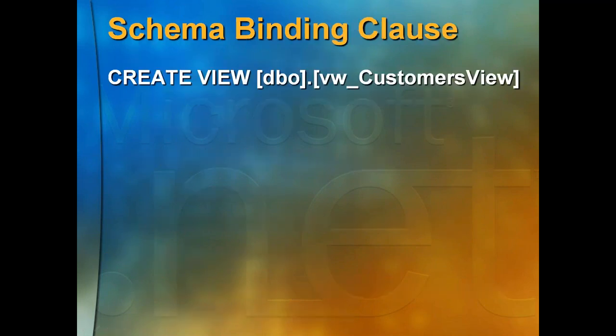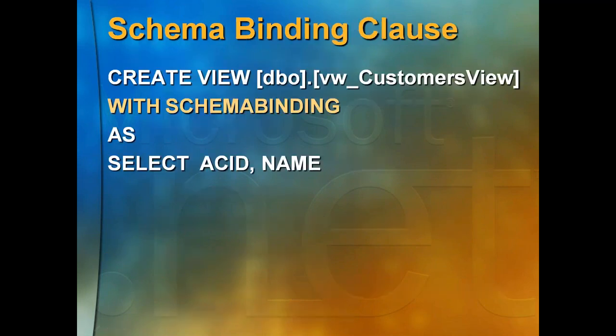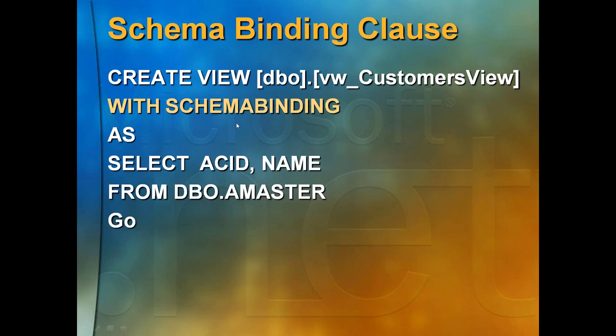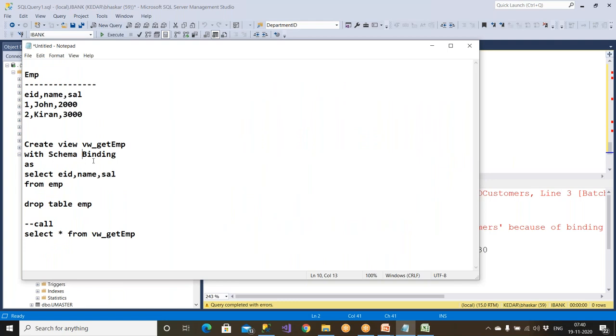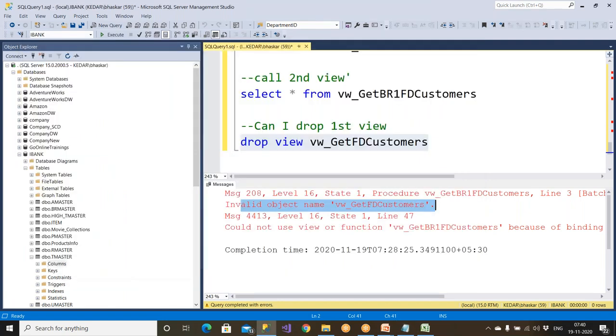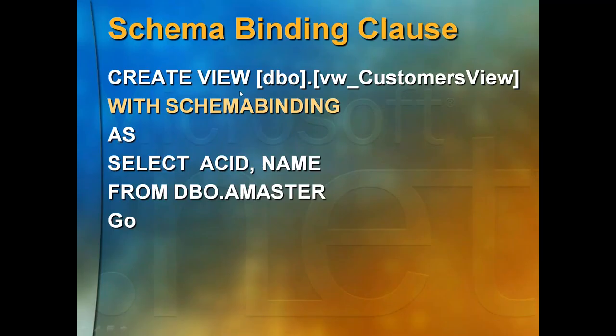So what is the syntax of this? This is the syntax: WITH SCHEMABINDING. Okay, so SCHEMABINDING is a single word. That's it. You need to write WITH SCHEMABINDING. So this is very, very important, and that is what you have to implement: create a view with the schema binding clause.